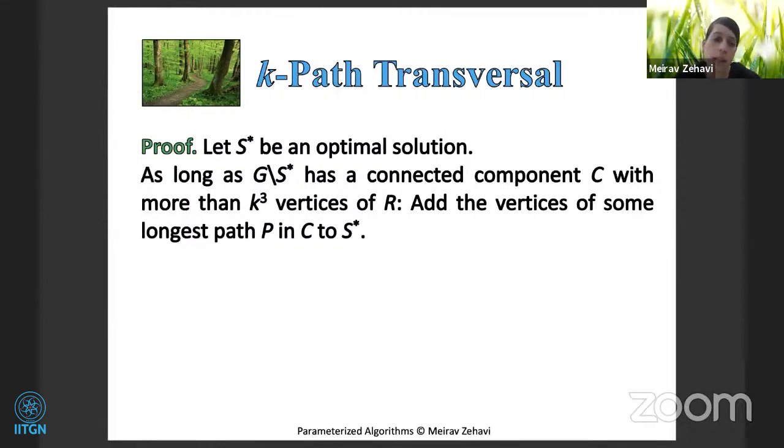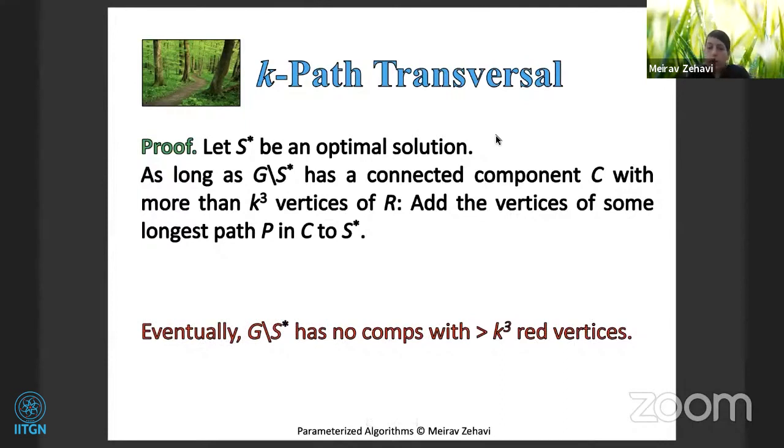Okay, so this is how we construct the set. This set doesn't matter for efficiency; this is just existential. Notice that first, it is trivial to see that one of the two properties that we want is satisfied. When we take this set S star, after we finish running this procedure, obviously in every connected component there are at most K to the power of 3 red vertices, right? Because as long as we had some connected component that has more than K to the power of 3 vertices from R, we continued and added more and more vertices. So when this is done, every connected component has at most K to the power of 3 red vertices.